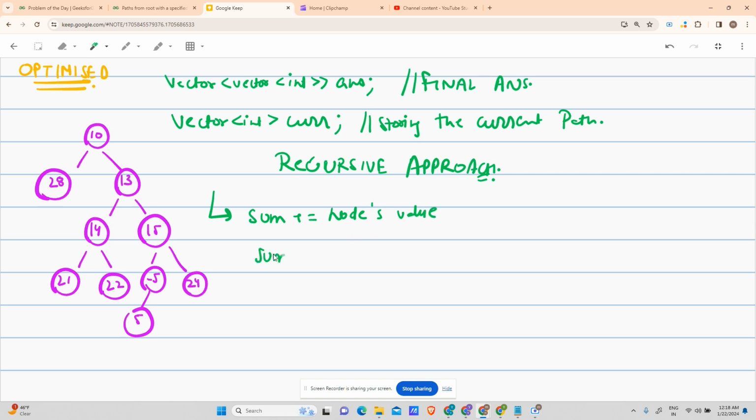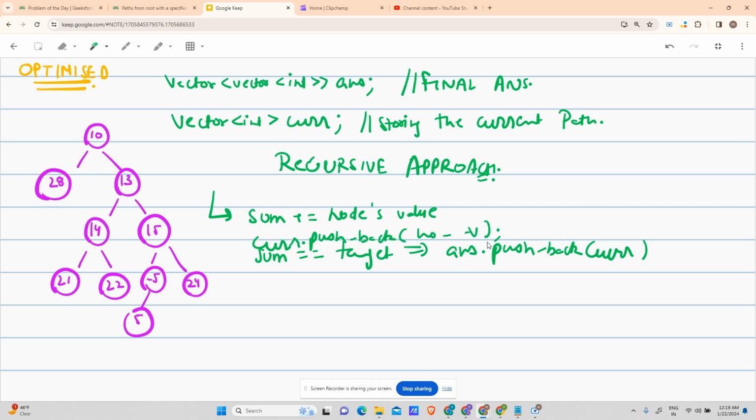Now, if my sum equals target, in that case, answer dot push_back. This was actually very thinkable: whenever my current sum equals my target, I will push that path into the answer. And before doing this, curr dot push_back, the node's value will also come. So if my sum is equal to target, then I will push the current path, and before pushing it, I will have to update my current path.